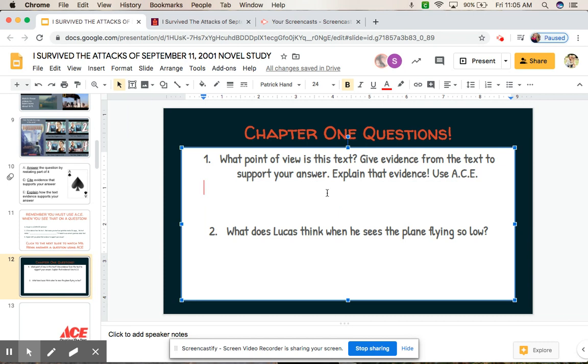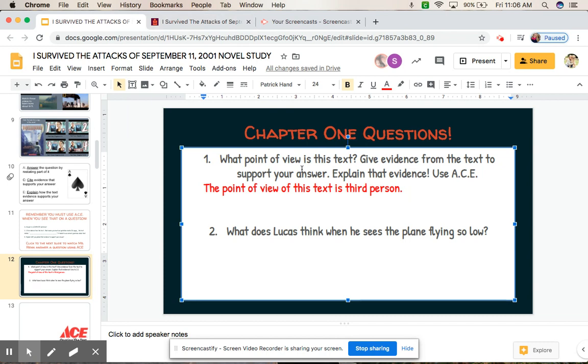So I read the text, and I know that the text is third person point of view. So I can't just write third person because that's not using ACE. So I'm going to say the point of view of this text is third person. Then I'm going to dive back into my novel to find my evidence.